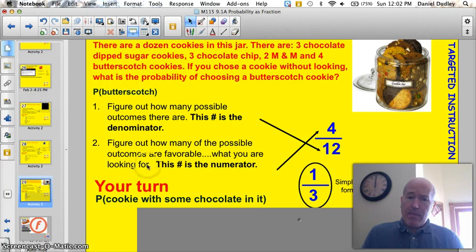Next, figure out how many of the possible outcomes are favorable. Well, there are 4 butterscotch cookies, so there's really a 4/12 chance of pulling out a butterscotch cookie. When we reduce that, we have a 1/3 chance because that's in simplest form. This one's a little bit tricky, and it's now your turn. What is the probability of choosing a cookie with some chocolate in it? Go ahead and pause the video. Let's see how you did.